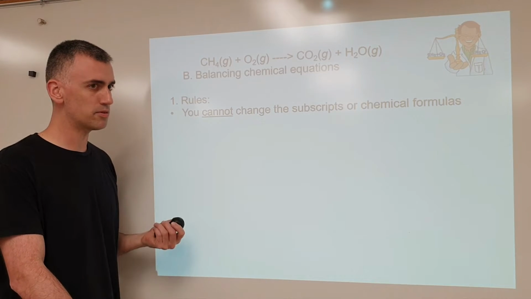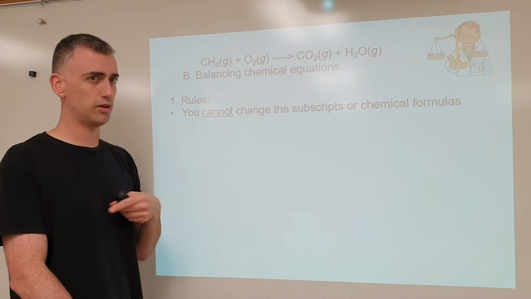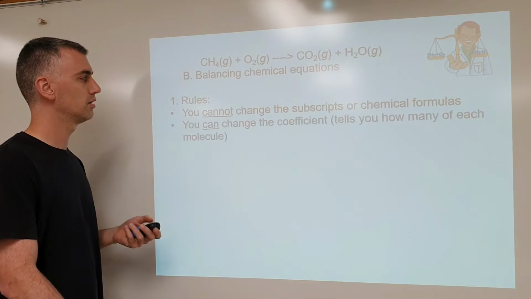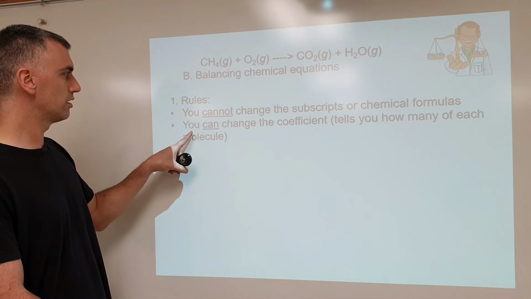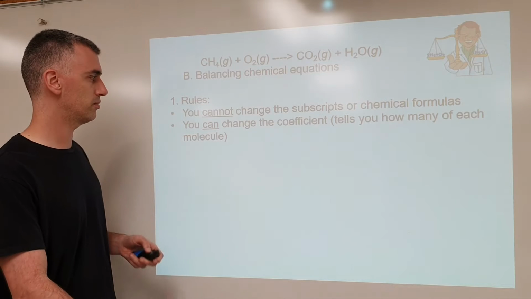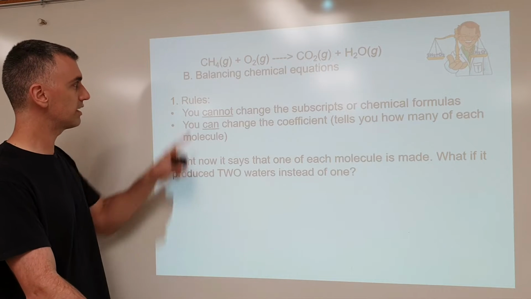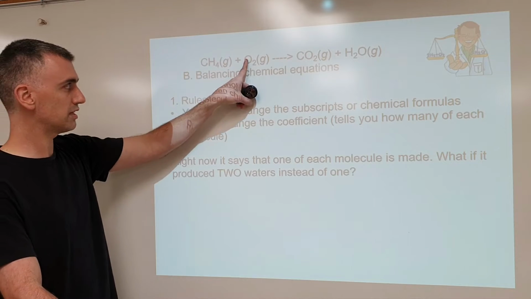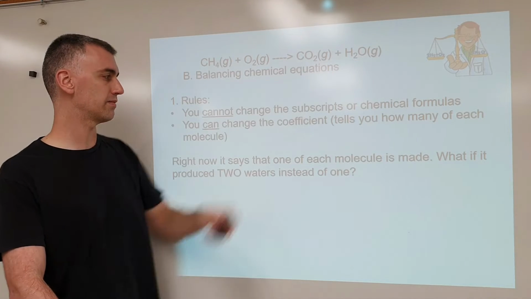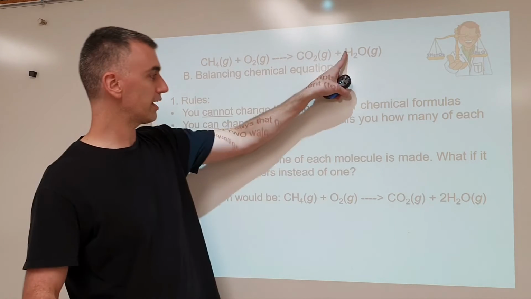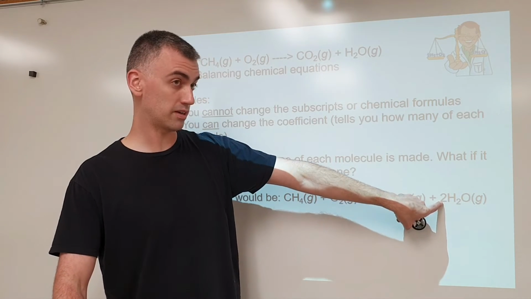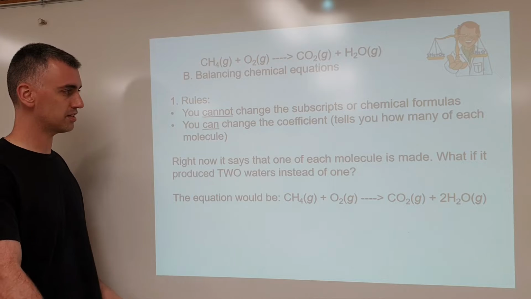Because the lab results show this chemical equation is right. So if you change the chemical formula, you're representing some other chemical, and that's not what's there. In addition to that, you can change the coefficient. Now, what do I mean by coefficient? Let me show you. Right now it's saying one of these molecules plus one of these makes one of these and one of these. But what if we put a number 2 right here? This is the coefficient, the big number. What if we put that in there?